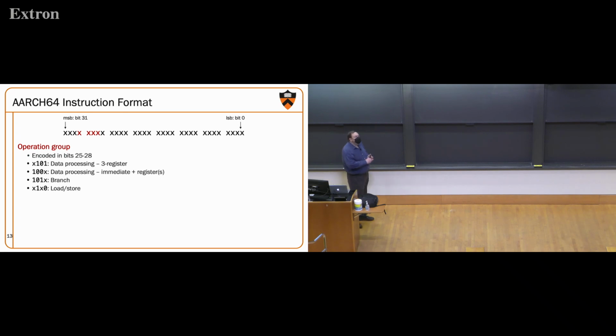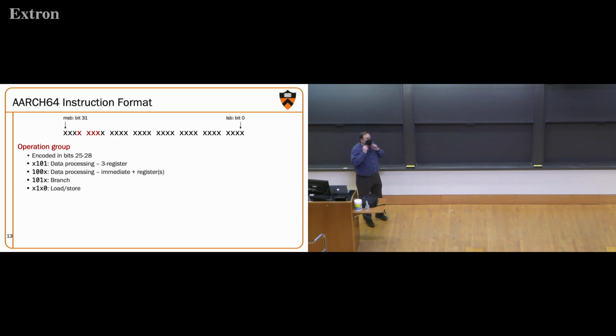In general, the instructions are going to look vaguely like this, where the first thing the hardware does is look at a fixed set of about 4 bits to tell it which group of instructions we're talking about. This isn't even the entire opcode. This just tells it how to interpret the rest of these bits.